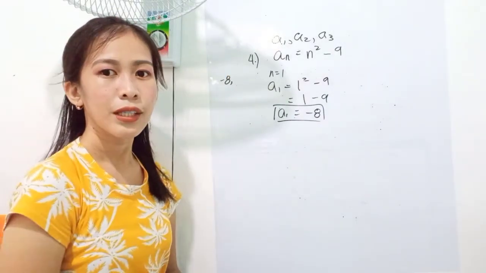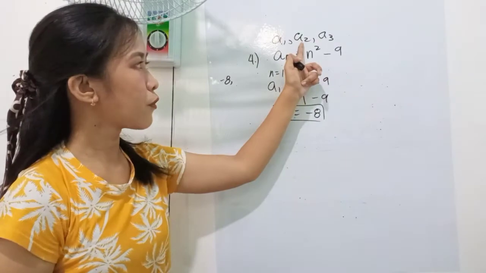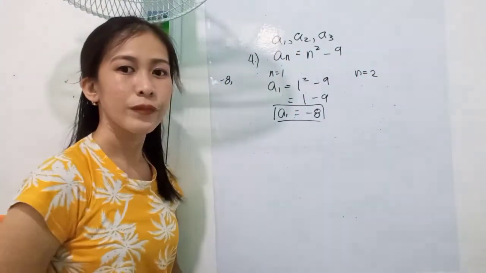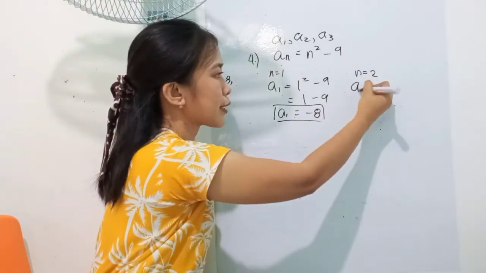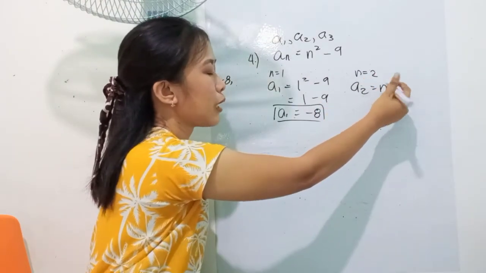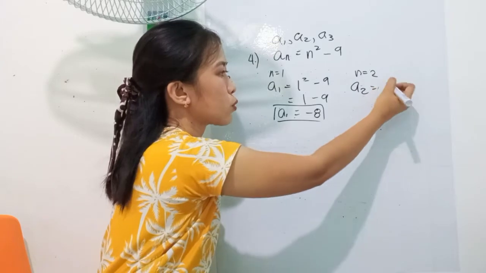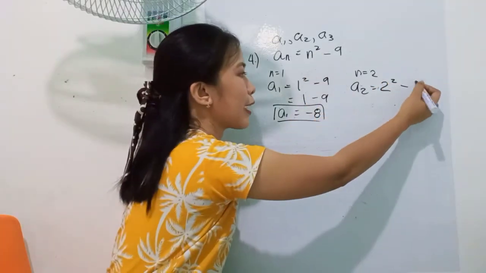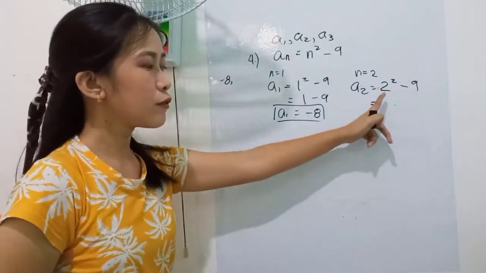Negative 8. Okay. And then, let's look for a sub 2. We have n is equal to 2. Tama? And then, we have a sub 2 is equal to 2 raised to 2 minus 9. Okay? And then, we have 2 raised to 2.